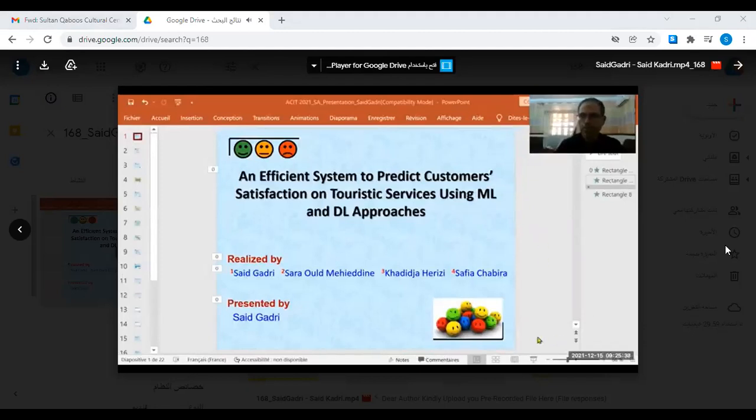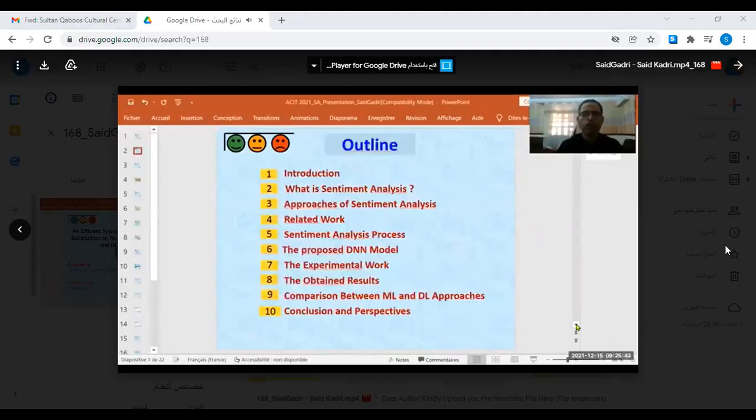I will present according to the following plan. I will begin with introduction, then I explain what is sentiment analysis, and I talk about approaches of sentiment analysis. I present some related works. I present also the sentiment analysis process. I will present the proposed DNN model, and I illustrate experimental works. Then I present the obtained results, and I will establish a comparison between machine learning and deep learning approaches, and I will finish with the conclusion and perspectives.